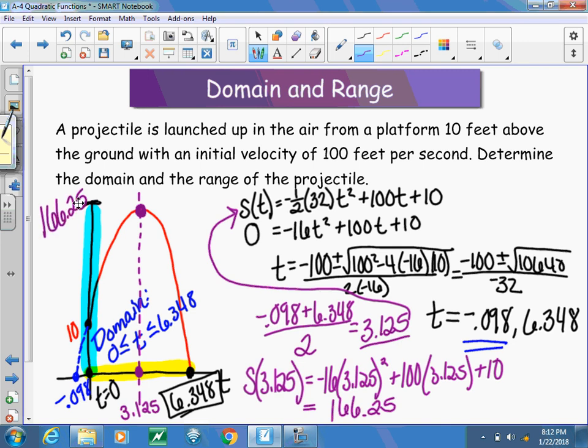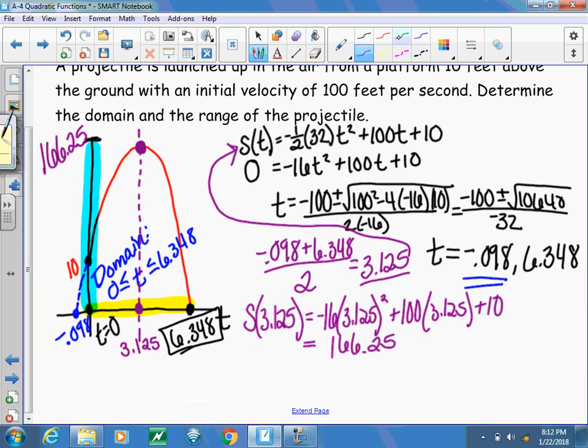And so this maximum height that we are reaching is 166.25. As far as our range, and I know that this is really messy, so I apologize, the range we're looking for is the values of s of t between 0 and 166.25. Now, yes, you could also use negative b over 2a to help you find your axis of symmetry, which would give you that 3.125, and then plug that back in to find your vertex as well.